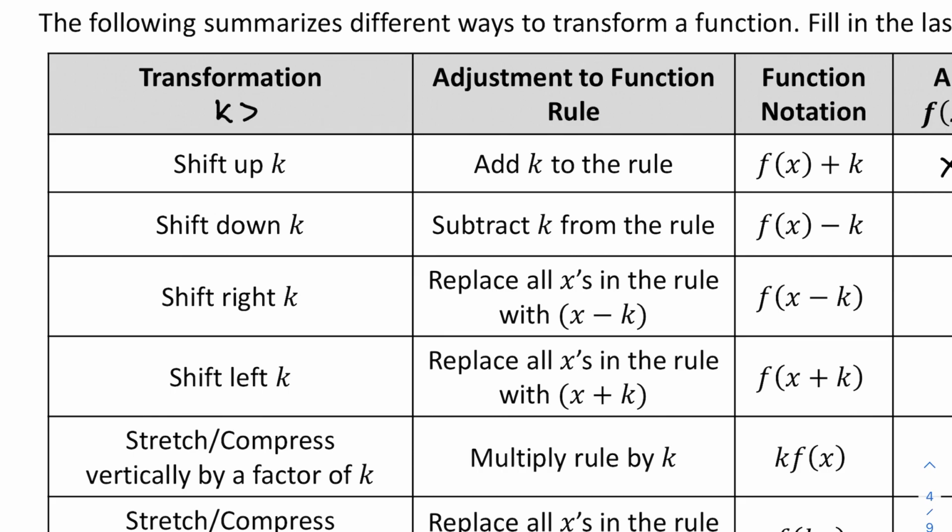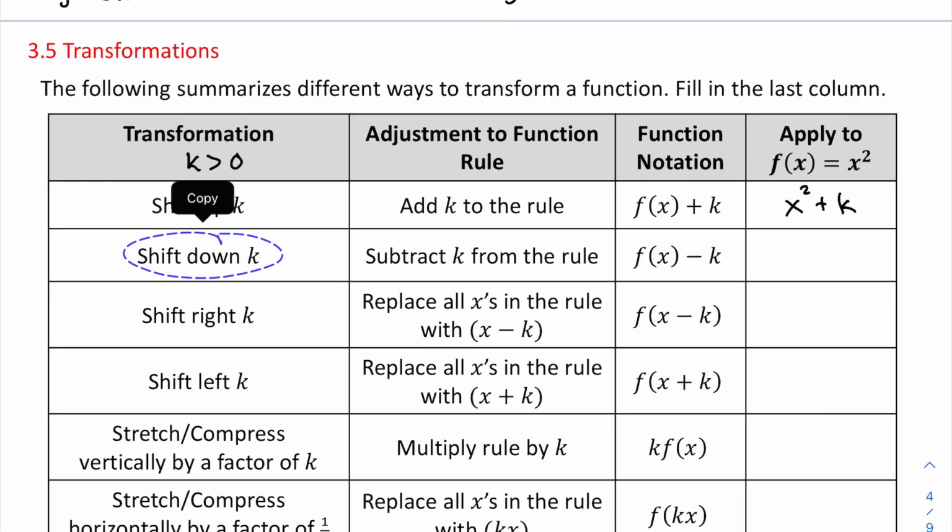If you want to shift a graph down k units, then you subtract k from the rule. So it'd be the rule of the function and then minus k. So in the case of x squared, it'd be x squared minus some positive number, would shift the graph down.